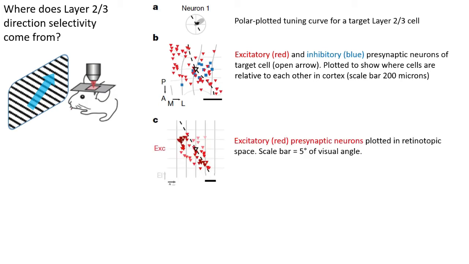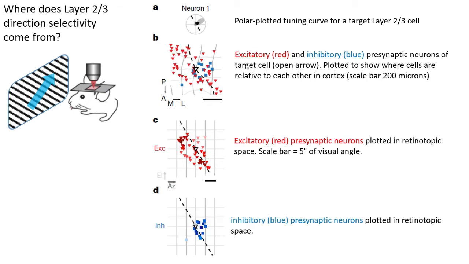The authors painstakingly then determined the retinotopic positions of each of these cells, that is, the position in visual space that they were tuned to. And this plot shows all of the excitatory presynaptic neurons plotted in retinotopic space relative to the target cell's retinotopic position. The scale bar here represents 5 degrees of visual angle. And this plot does the same with all the inhibitory presynaptic neurons.